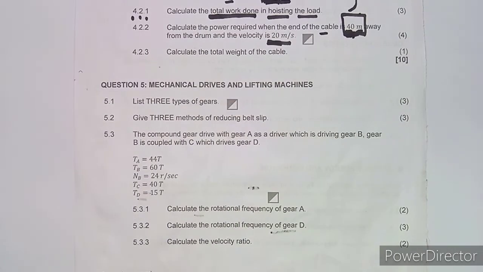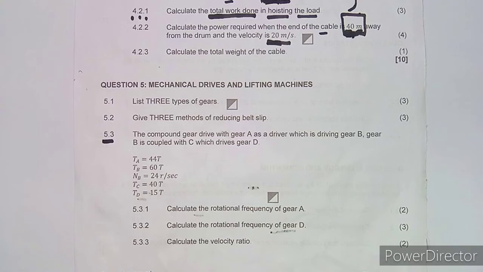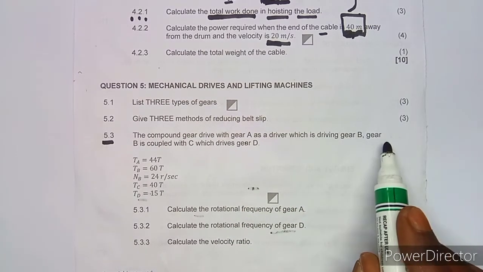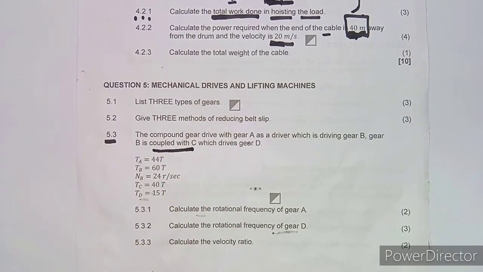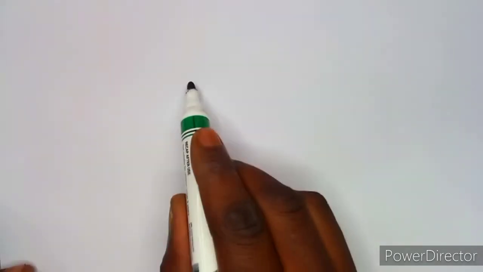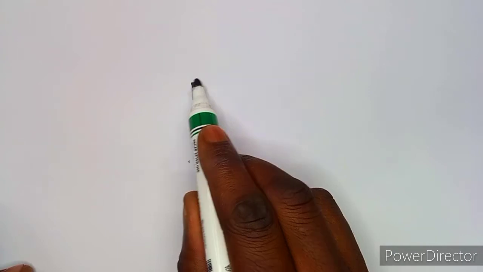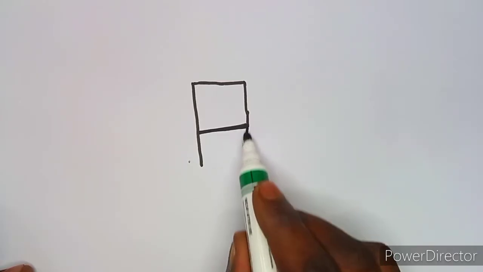A compound gear drive, on 5.3. We are given a compound gear drive with gear A as a driver which is driving gear B. Take note, gear A driving gear B. Gear B is coupled with C which drives gear D. This is the information that we are given, and I always like to draw this in a simpler manner so that you can understand what's happening.